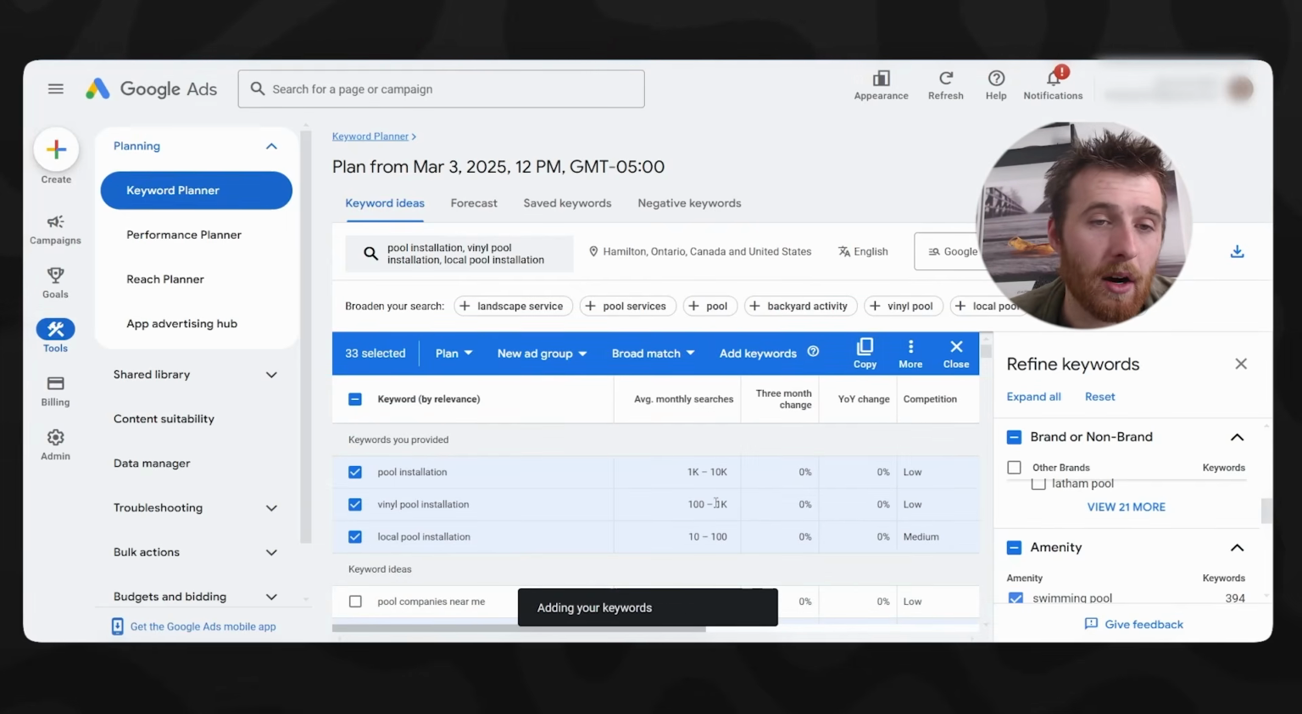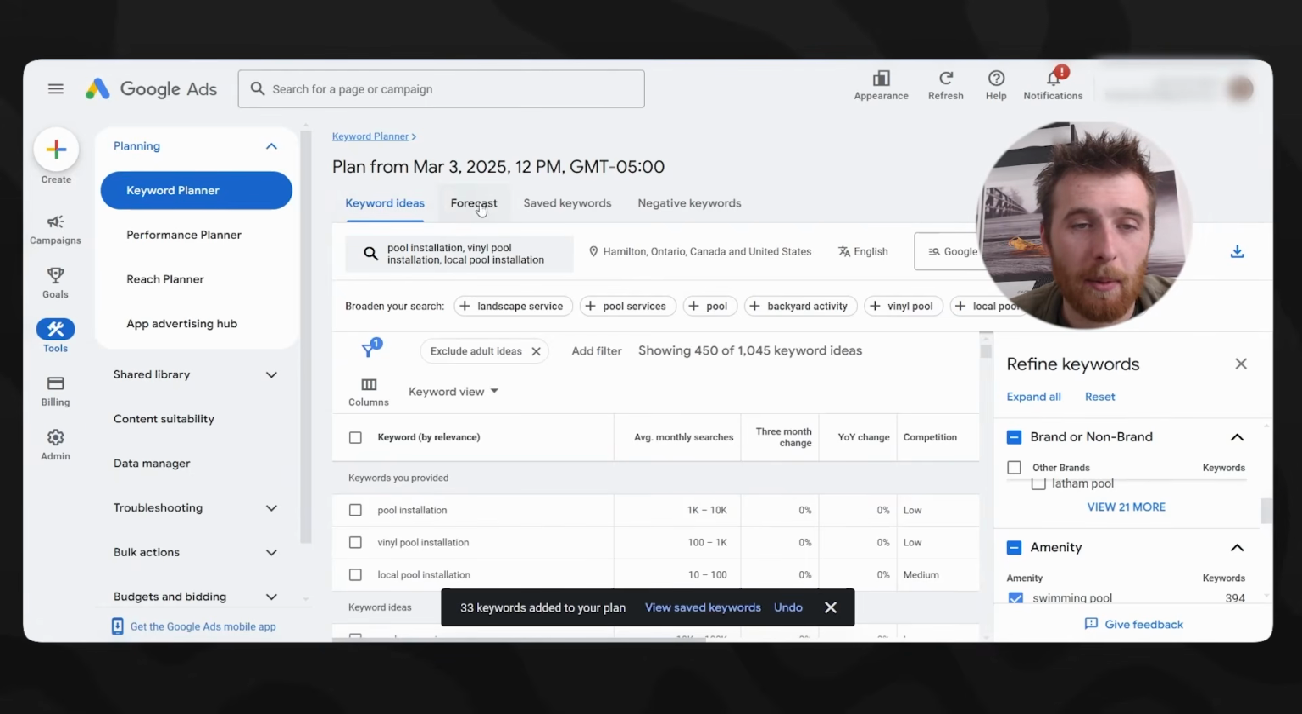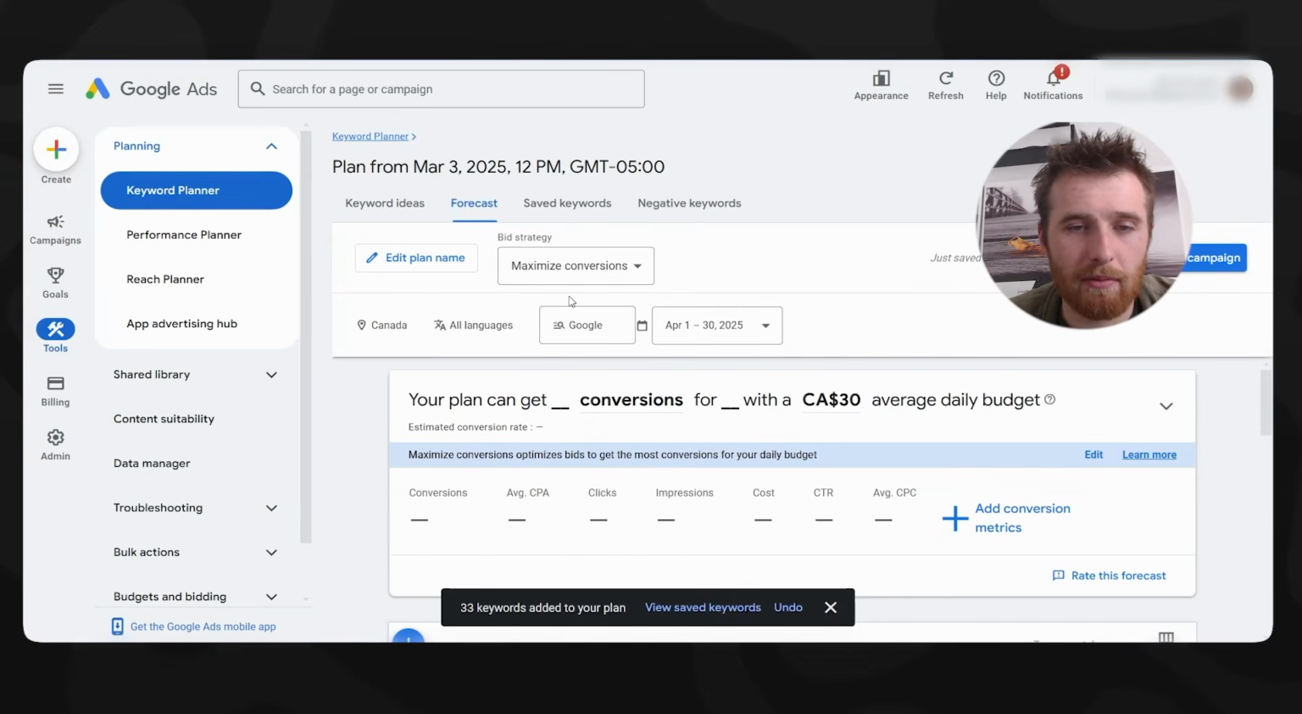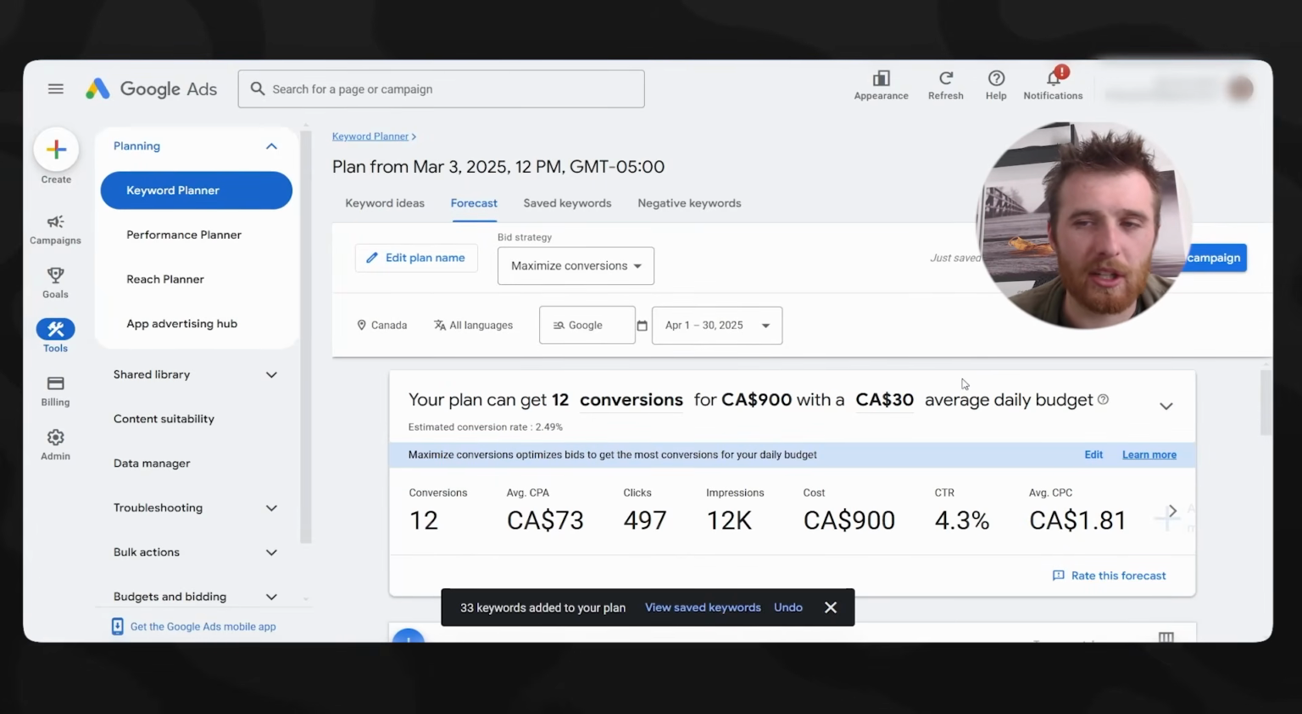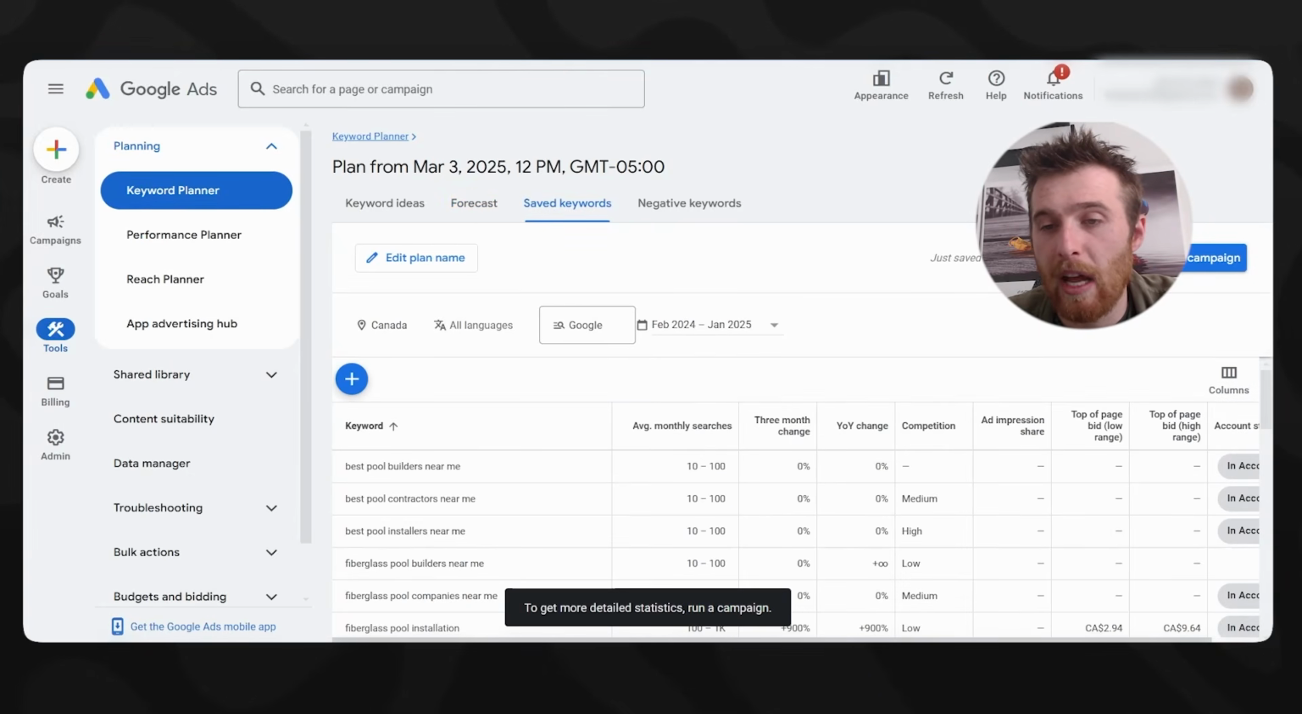This is going to add our keywords. And then up here we're going to come over to save keywords. I'm going to show you just the forecast here. You could change your plan around, showing essentially what Google thinks is the estimate based off plans. And then we're going to come over here to download plan. We can just download it in Google Sheets.